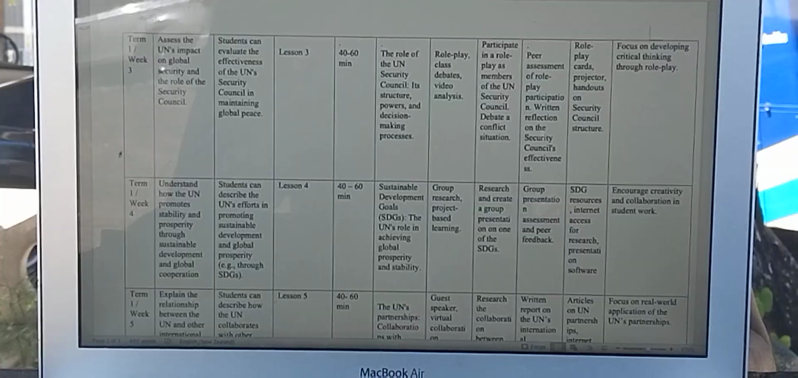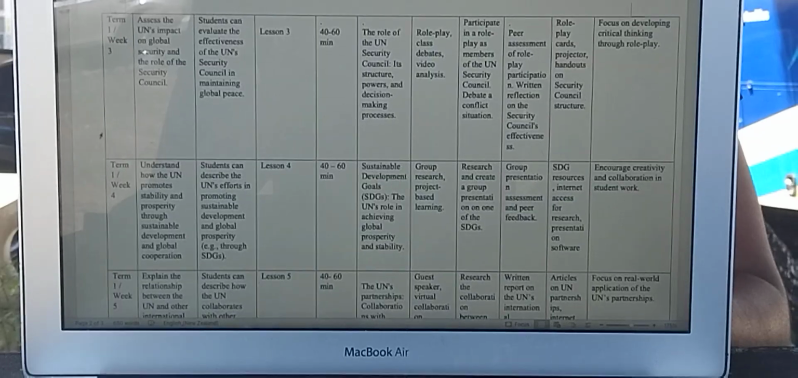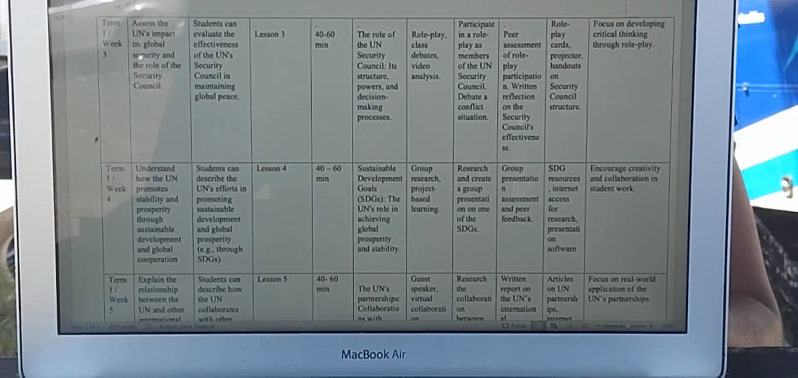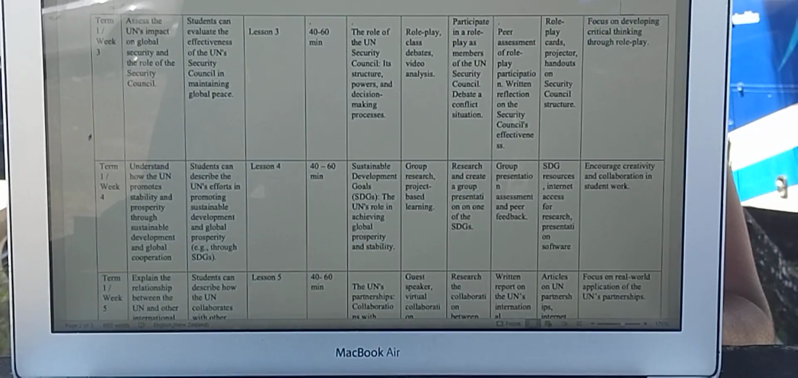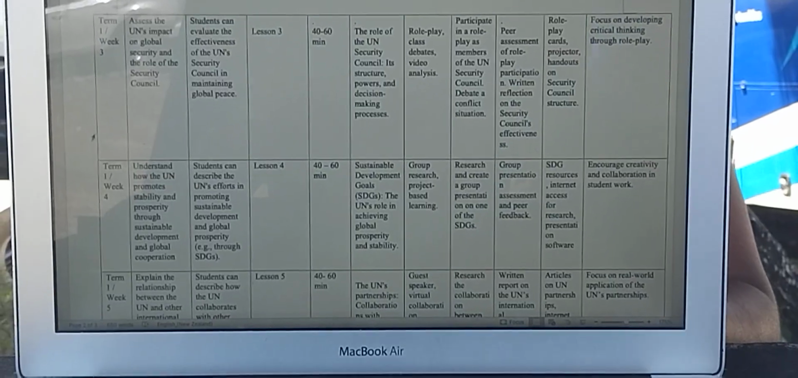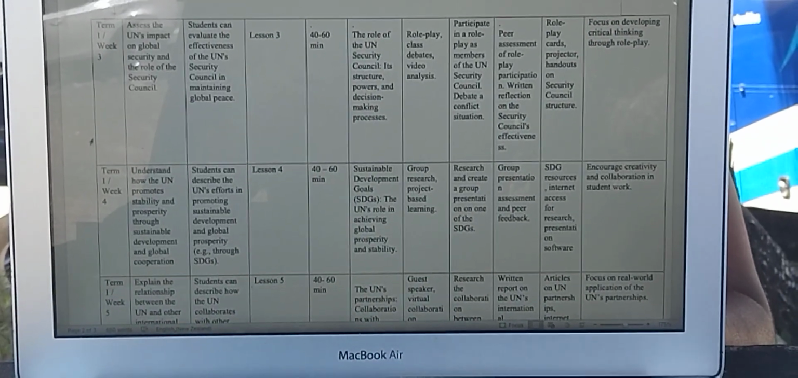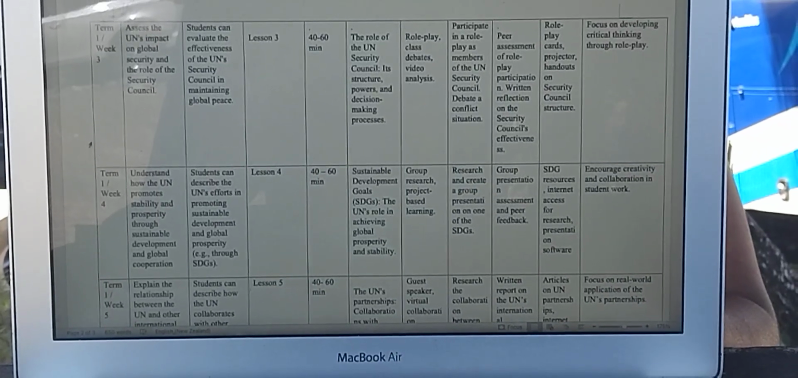Okay, moving on to week 3. Our CLO says assess the UN impact on global security and the role of the Security Council. Our meaning learning outcome is that students can evaluate the effectiveness of the UN Security Council in maintaining global peace.